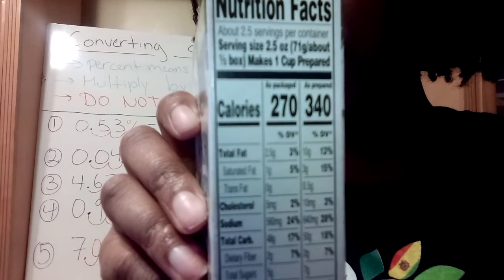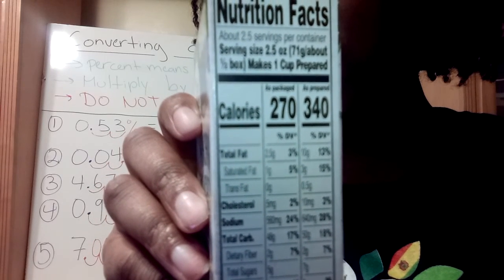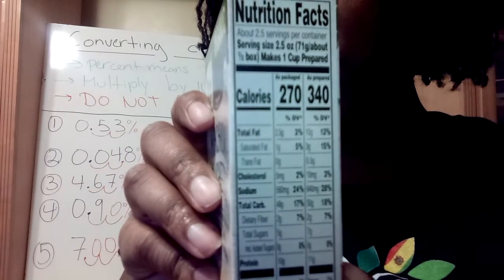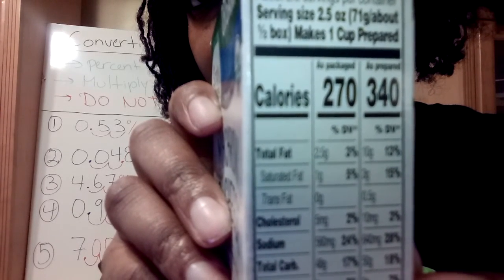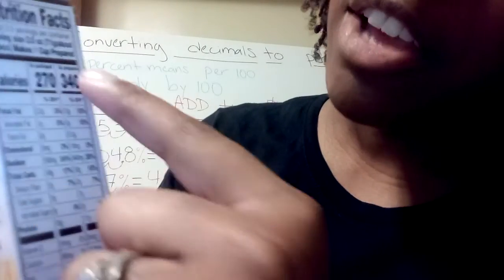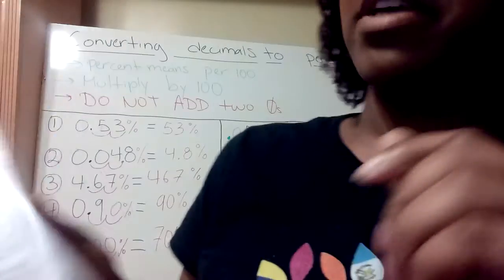If I focus, it's not focusing. Come on. Okay. Well, one side is as packaged and the other side is just prepared. Well, because I don't eat mac and cheese raw, I'm going to focus on the percentages that are as prepared because I cook my food before I eat it. All right. So, and season.